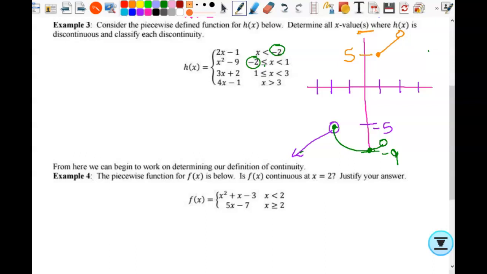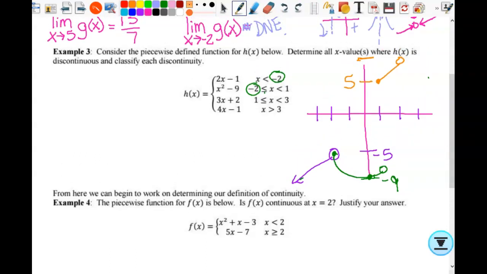Then I have 4x minus 1. So let me ask you this then. At 1, is this continuous? No. What kind of discontinuity do I have at 1? A jump, okay? And I ended at 3. So now I'm going to start back over at 3.